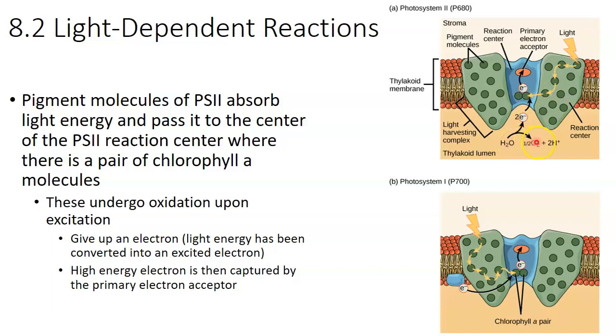Okay, the products here would be oxygen and then some protons. So there's our waste product of oxygen. Oxygen is produced in that very first step.